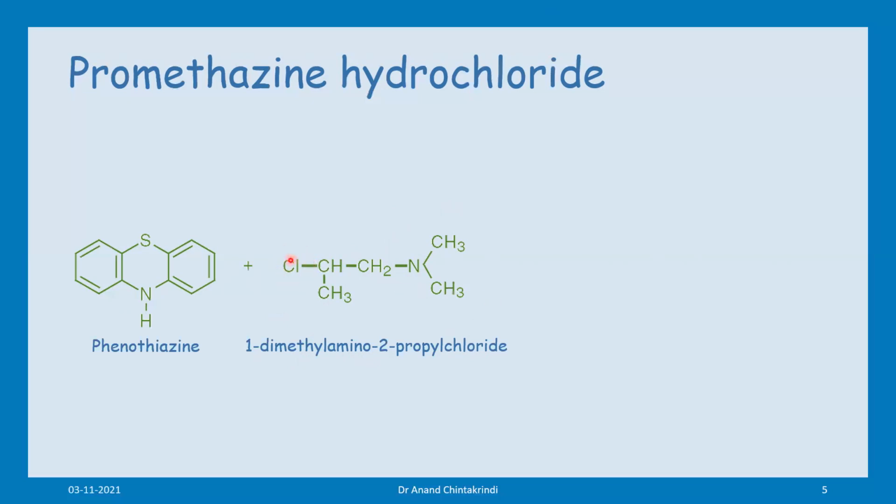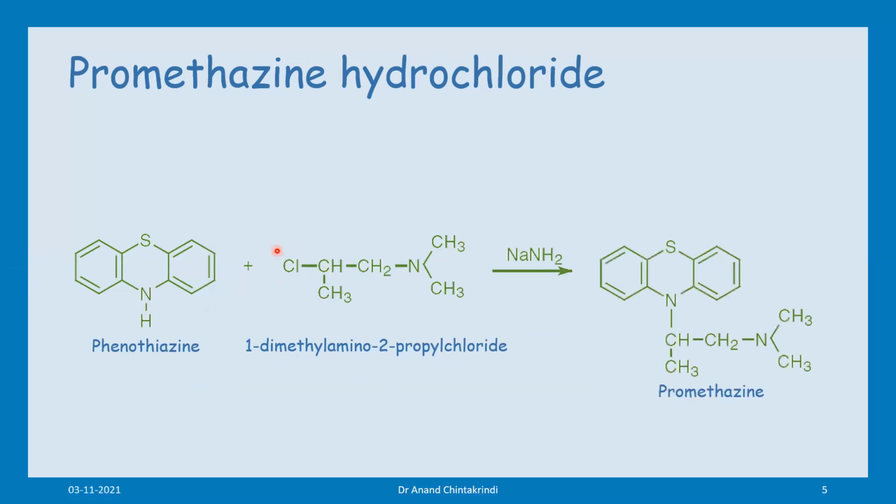the chloro group. This is simple N-alkylation, that is, you alkylate this N position by elimination of HCl in this case. So you get the formation of promethazine. For this, a mild base such as soda amide is used.